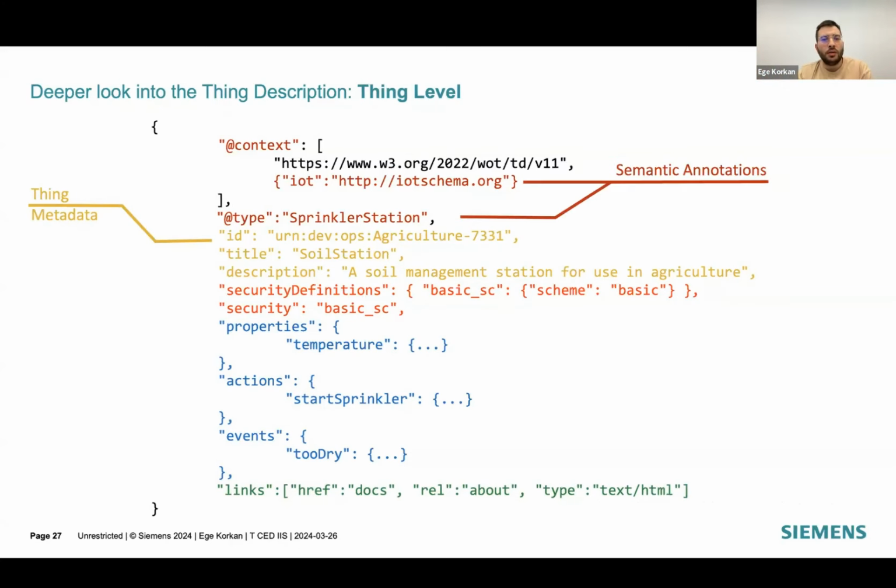We have the semantic annotations. So these are where you can bring this domain knowledge using established ontologies. And very importantly, we have the security metadata. So not the credentials themselves, but what kind of credentials you need.